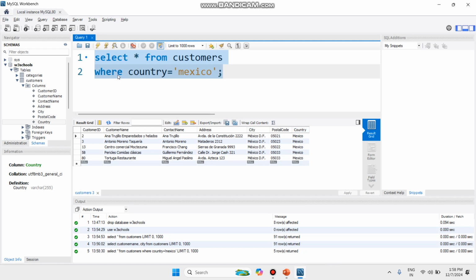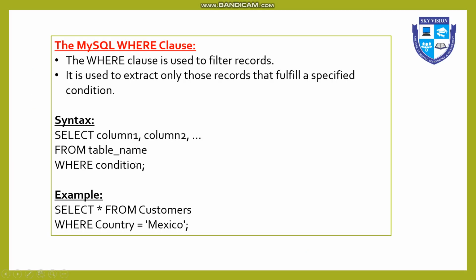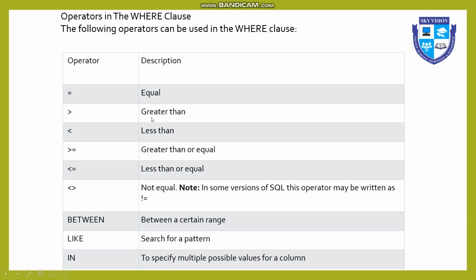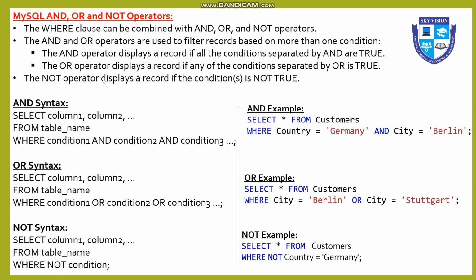I mean, that is the WHERE clause. Why are we using the WHERE clause? We use the WHERE clause if I want to put a condition. After that, we have operators: greater than, equal to, less than. This is similar to what we saw in different programming languages. It's just repeated. After that, I want to go to the AND, OR, and NOT operators. For this, I just want to give a simple idea.